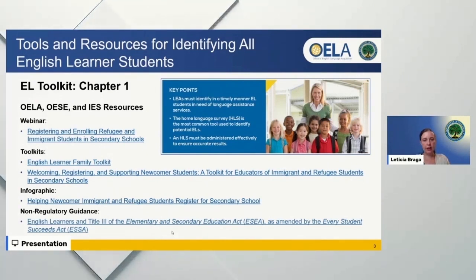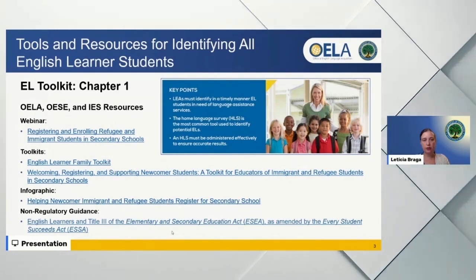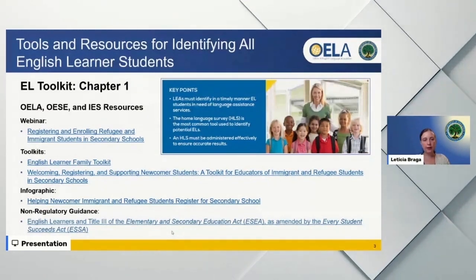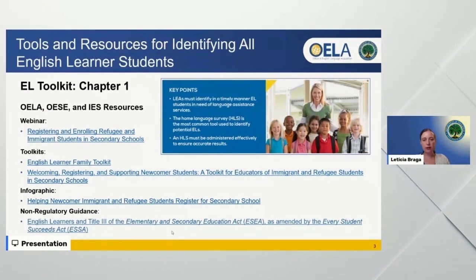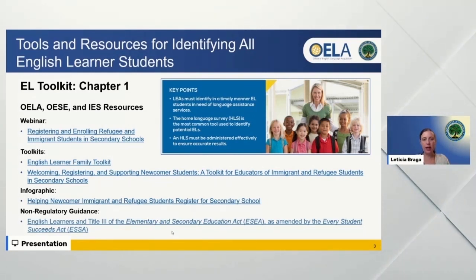The Institute of Education Sciences recently published a toolkit for educators of immigrant and refugee students in secondary schools. The IES Toolkit is intended to help educators and other stakeholders identify and use research-based practices, policies, and procedures for welcoming, registering, and supporting newcomer immigrant and refugee students who are attending secondary schools in the United States, as well as their families. This toolkit is designed for educators in a variety of roles who can use it in different ways. It can help district administrators develop, implement, and improve research-based practices, policies, and procedures for newcomers and offer related professional development for district and school personnel.